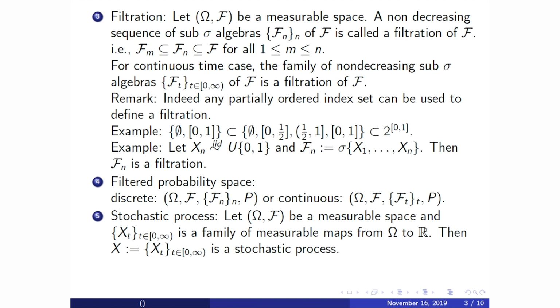Now, stochastic process, what is a stochastic process? It is a family of random variables. So, given a measurable space omega F, if we have a family of measurable maps, that means random variables from omega to R, then X is a stochastic process. So, here we are restricting ourselves to only real valued random variables. There is no problem, one can actually take X as a stochastic process, Y as a stochastic process, and can take ordered pairs X comma Y.